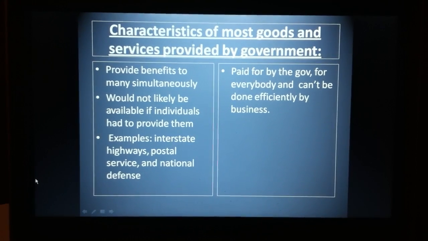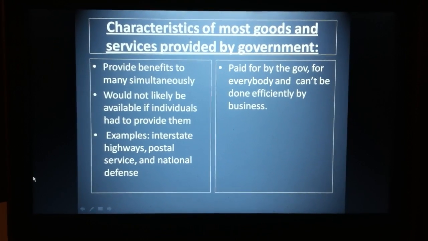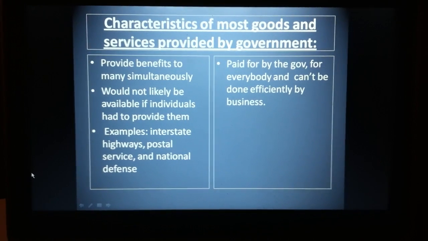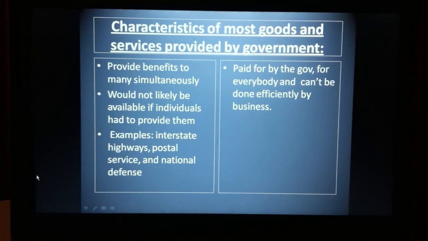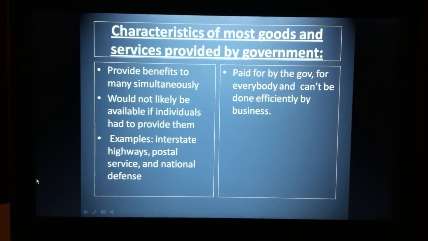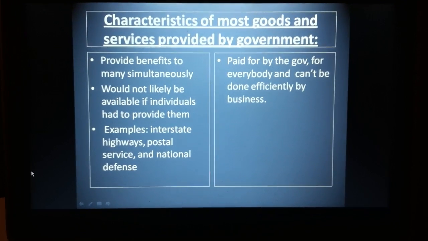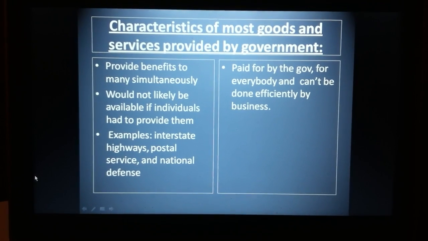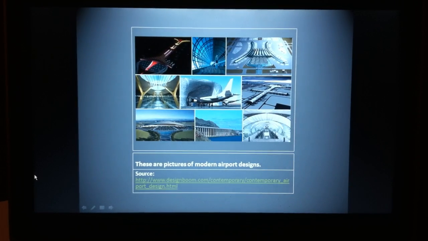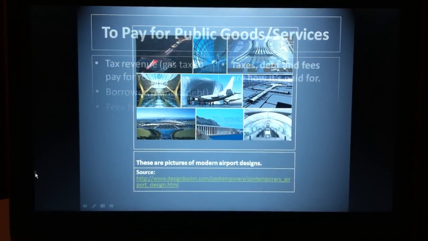Characteristics of most goods and services provided by the government: they provide benefits to many simultaneously, and they would not likely be available if individuals had to provide them themselves. Examples are the interstate highway, the postal service, and the national defense. Paid for by the government and for everybody. It can't be done efficiently by business. So there's a look at some airports.